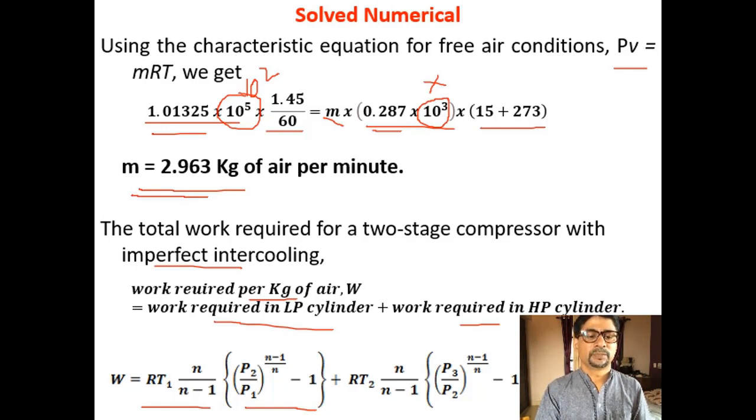So first stage it is P2 by P1, second stage it is P3 by P2, because during intercooling the pressure will not change, only the temperature will be reduced. At the end of the first stage compression, the temperature will be high, then it is cooled back to T2 and sent to the HP cylinder.